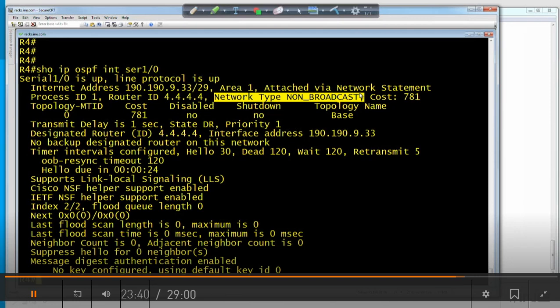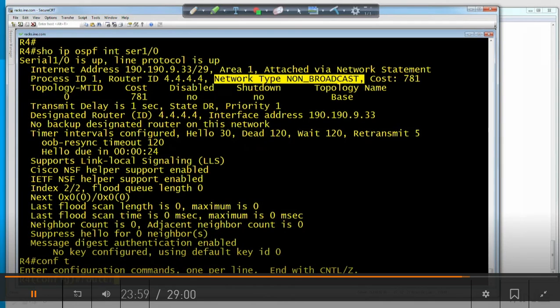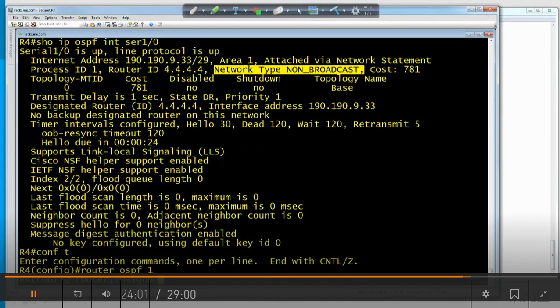Whenever you have a network type of non-broadcast, you're not going to dynamically form a neighbor relationship across that kind of a network. So you have two options. Either change the network type to something else, if it's appropriate, or statically configure some neighbors. So let's go ahead and do that. Router OSPF 1, neighbor 190.190.9.34, that's router 3.